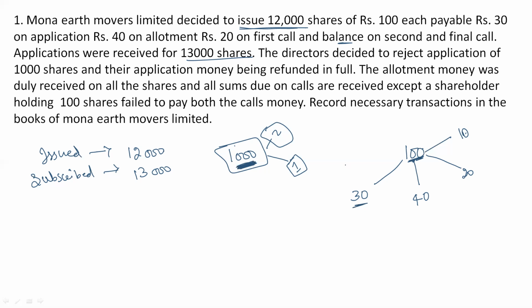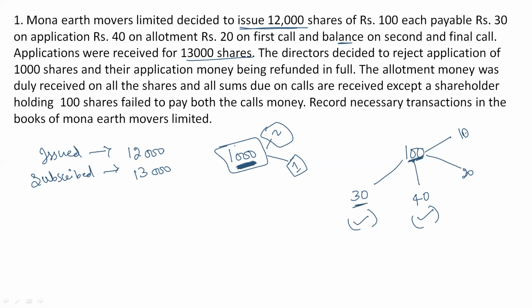Okay, see here. Everybody has paid the application amount. Definitely everybody has to pay the application amount or else they will not become shareholders. Allotment of shares will not be done to them. They will not become shareholders if they do not pay application money, right? So everybody has paid application money. Then everybody has also paid allotment money. It's given: allotment money was duly received. So it was completely received.